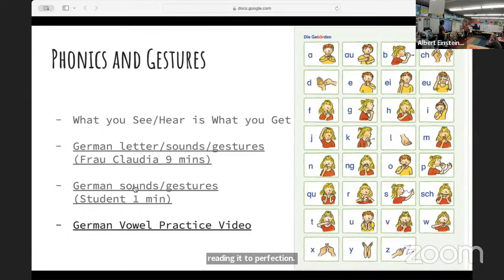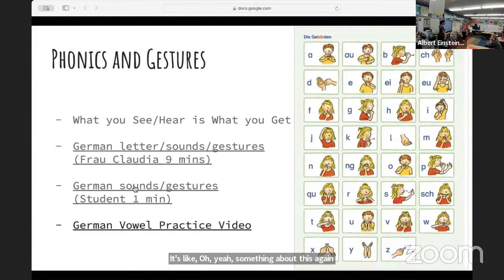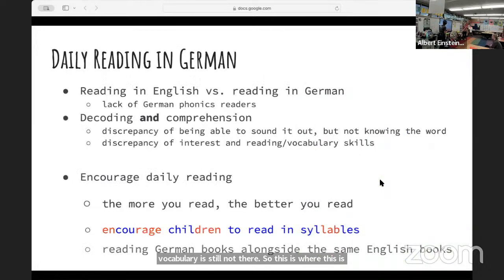And so if they then recognize spielen because they pronounce it, it's like, oh yeah, something about spielen. But this is again where the vocabulary learning is so important. Again, in the upper grades too, it sounds really good. They can read, but the vocabulary is still not there. So this is really important, that we enforce or force them to practice their vocabulary as much as possible.